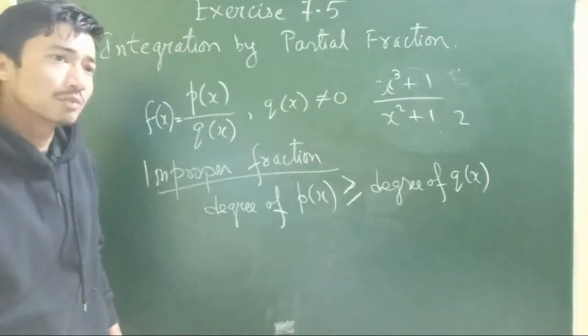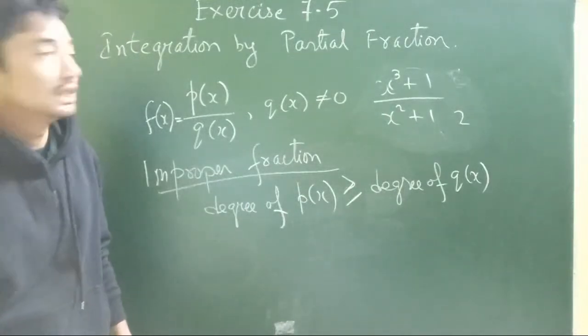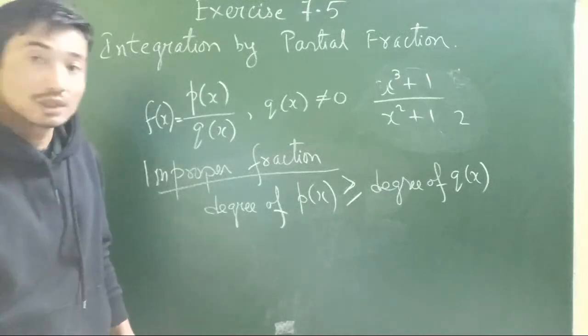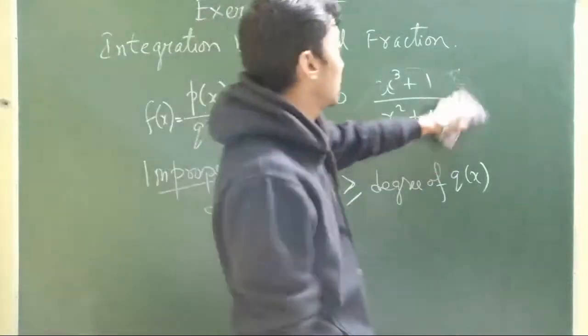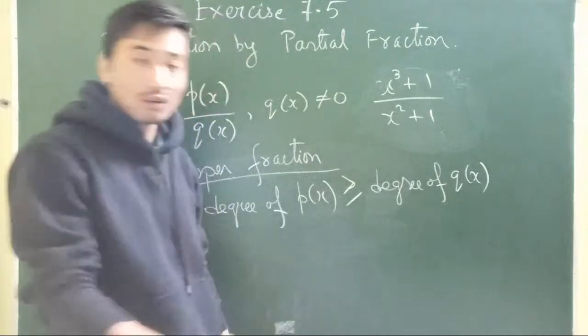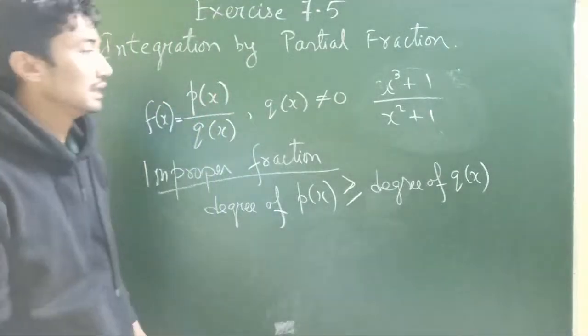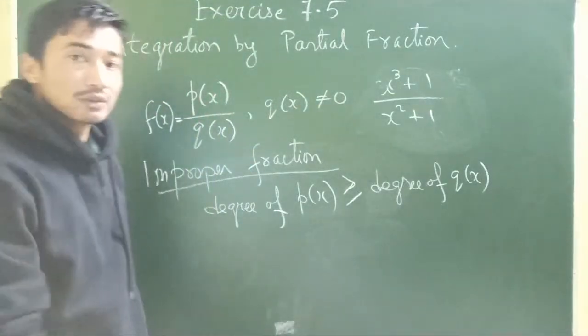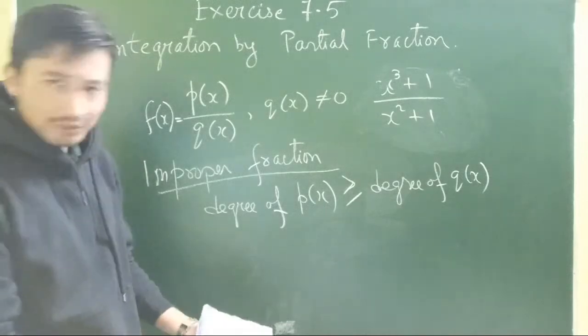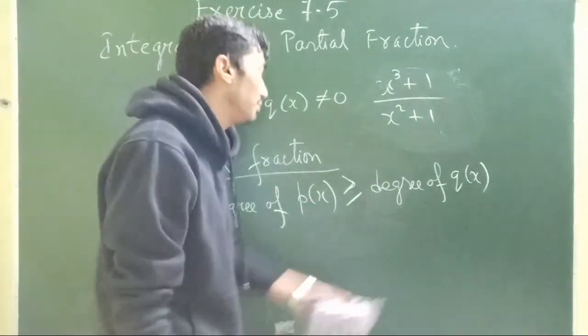Remember, I think in exercise 7.1, 7.2, where we have done, I have told you there are ways. How do we convert this improper fraction to proper fraction? By the long division method. You can divide, and then we will be able to convert it into a proper fraction. But okay, that's not our job now.